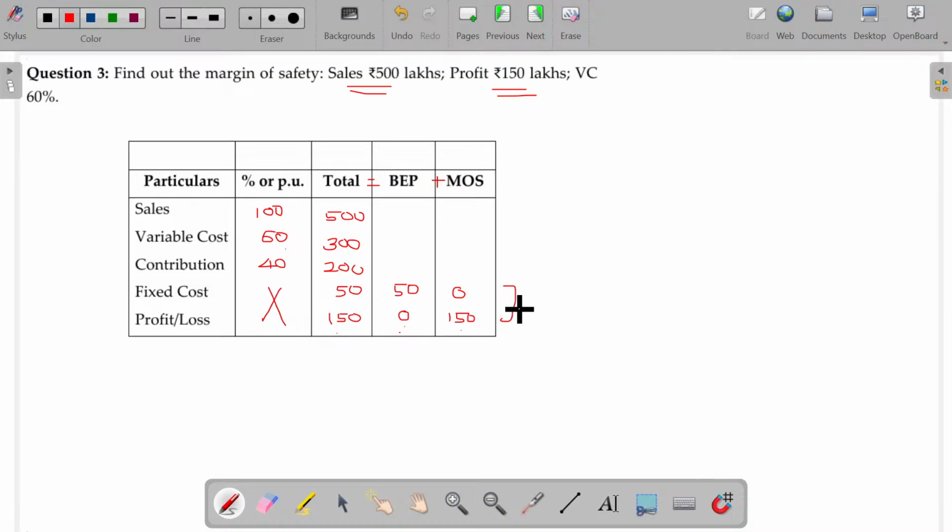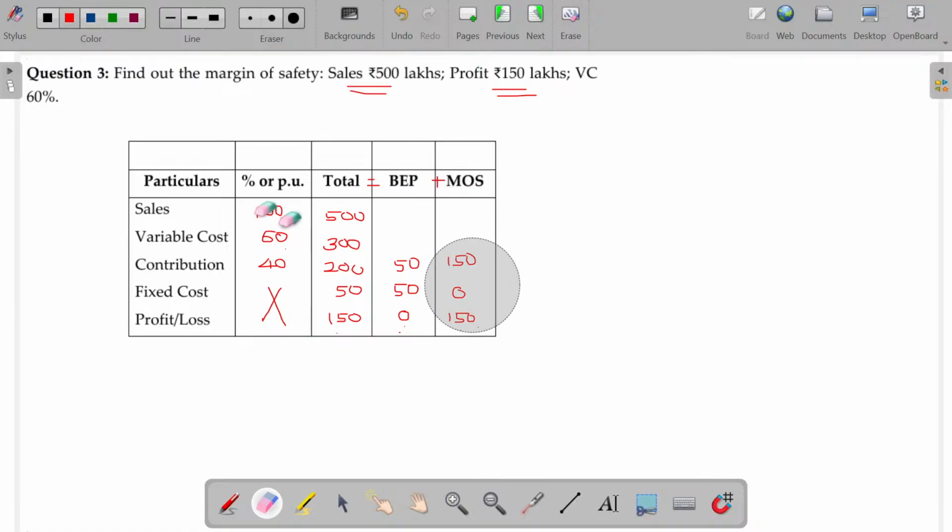The summation of these two values will be the contribution. Otherwise, the fixed cost at BEP is equal to the contribution at BEP. Profit will be equivalent to the contribution at MOS. So the 50 becomes the contribution for the BEP. This 150 becomes contribution for MOS.